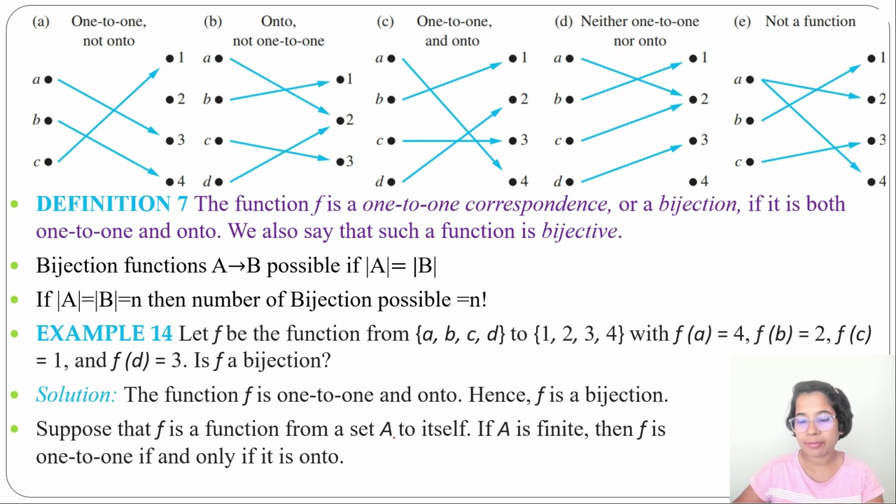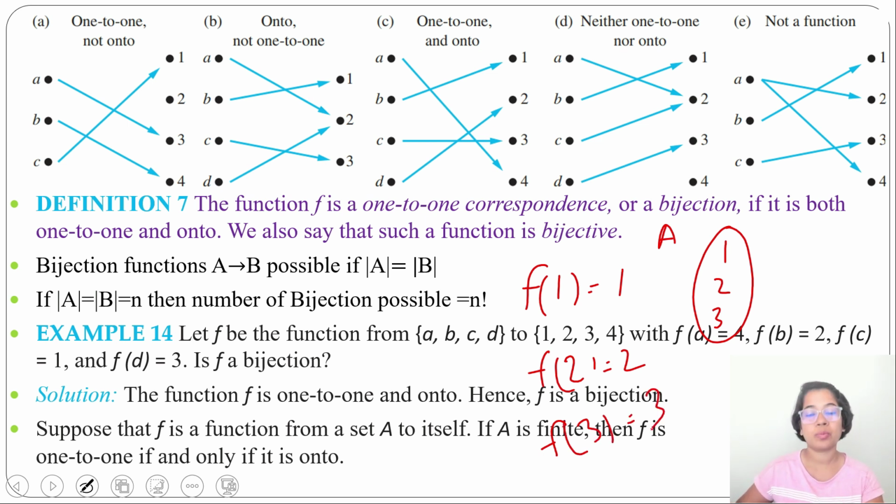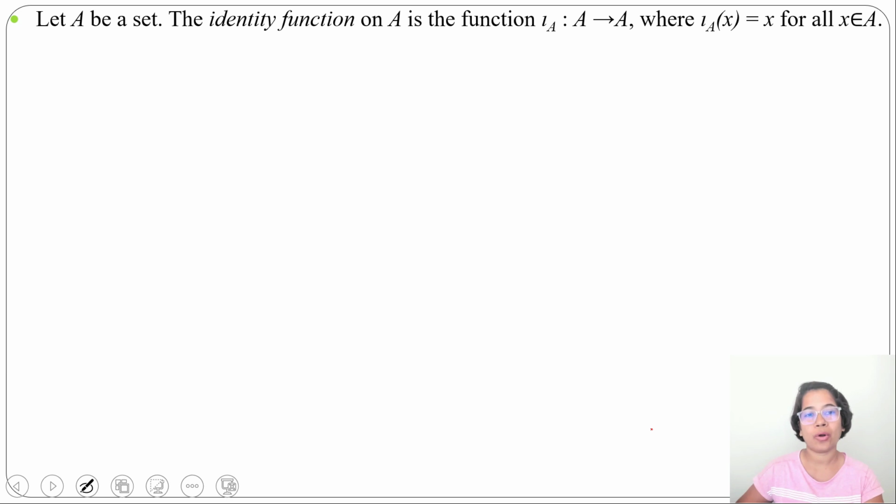Suppose that f is a function from set A to itself. If A is finite, then f is one-to-one if and only if it is onto. Suppose set A contains 1, 2, 3, and we want to find a function from set A to itself. Means f(1) = 1, f(2) = 2, and f(3) = 3. We can say this function is both one-to-one and onto.